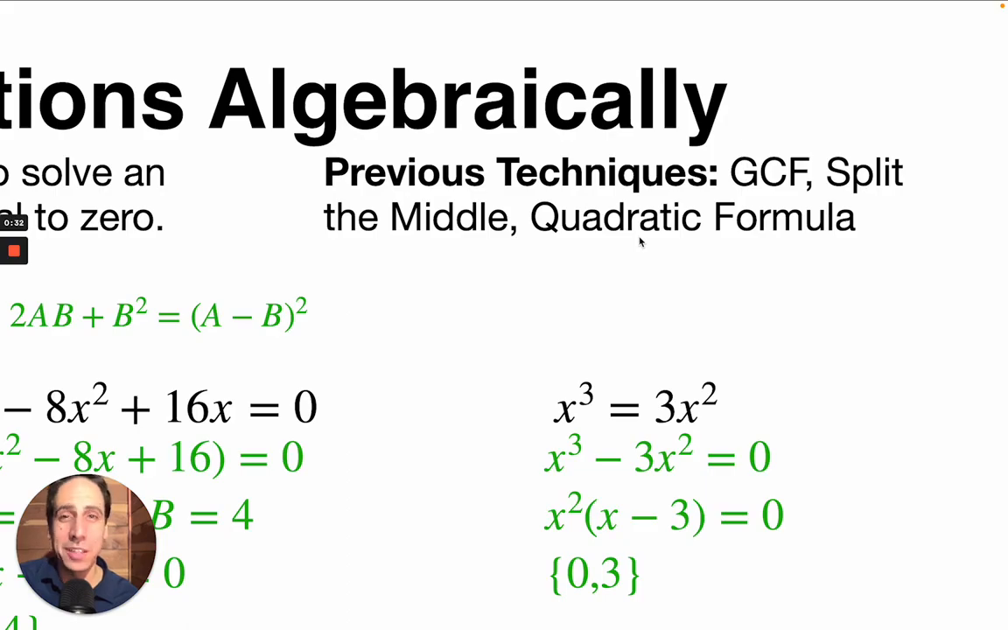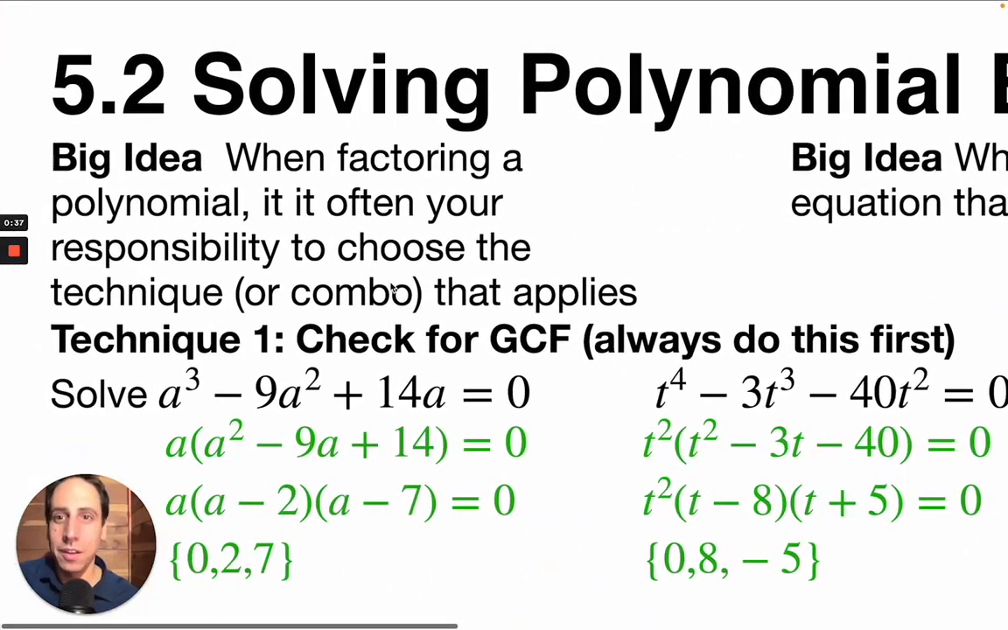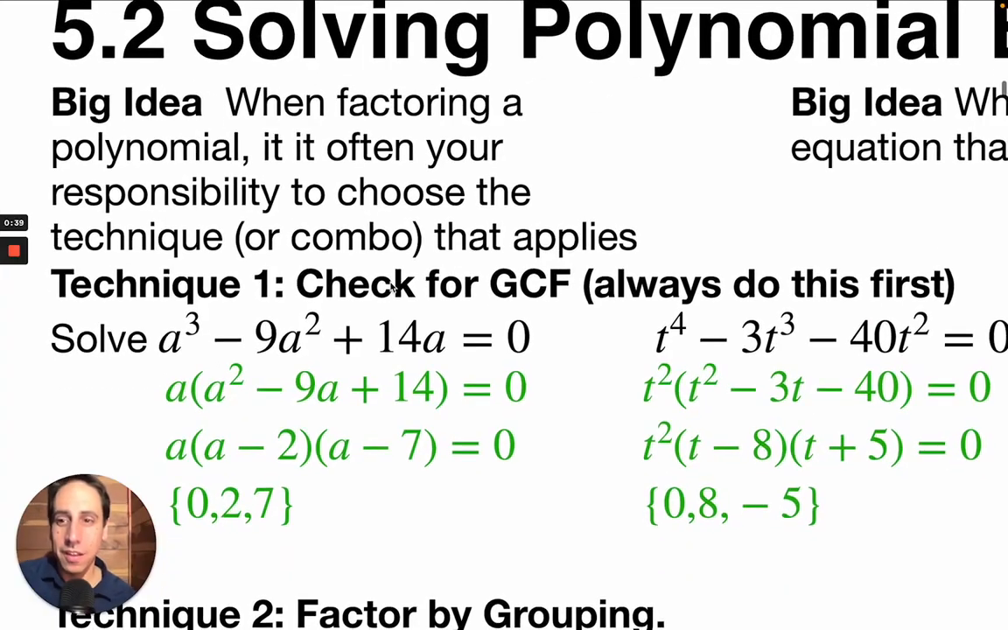We're going to bump it up a notch, and we're going to combine them. Sometimes we'll have multiple techniques running together at the same time, and it's going to be a wild ride, but here we go together. The big idea is that when factoring a polynomial, it's often your responsibility to choose the technique or the combo of techniques that applies. So let's remind ourselves, technique number one, it's a review kind of. You can always do this first: check for the greatest common factor.